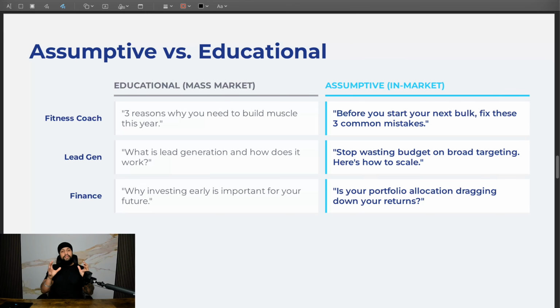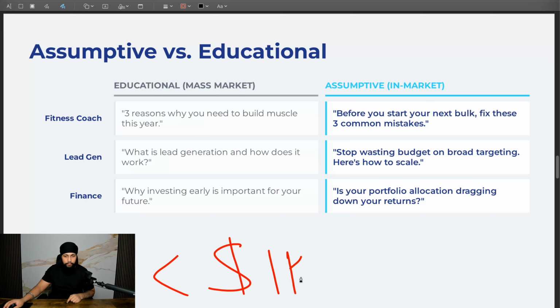So there is a difference between assumptive language and educational language too. Educational is more for mass market. Assumptive is more for in-market, where you will see the higher ROI, again, assuming you are spending less than $1,000 per day in ad spend.